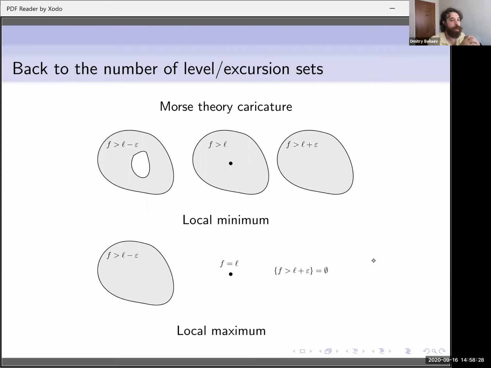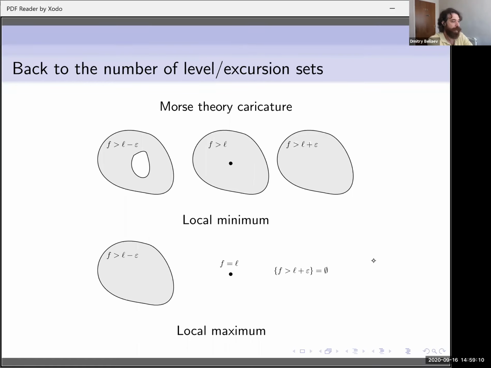Now, how can we study all of these? It turns out that it's really hard to look at one level set, but it's much easier to study what happens to level sets when you move the level. And this is a Morse theory type of question. So let me explain a Morse theory caricature of what's going on.